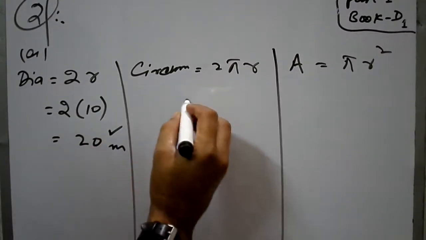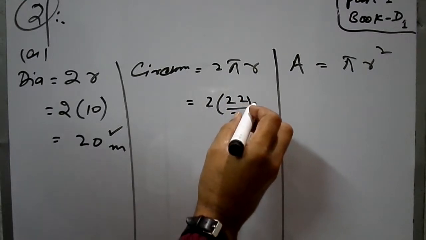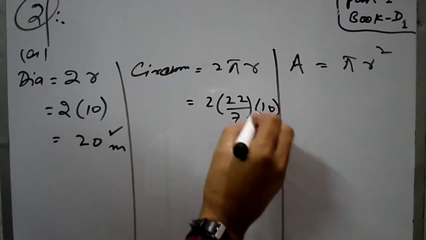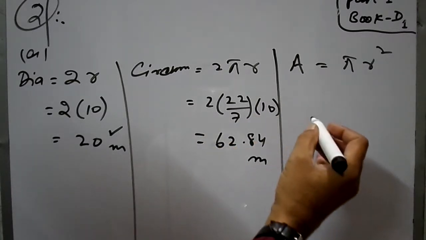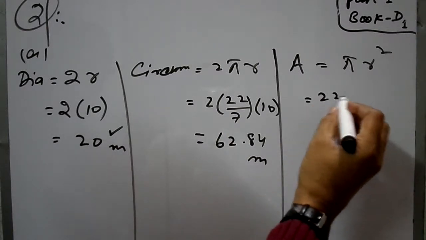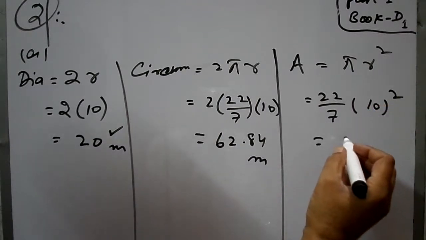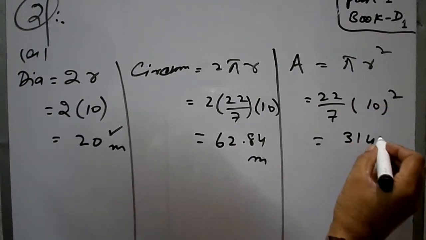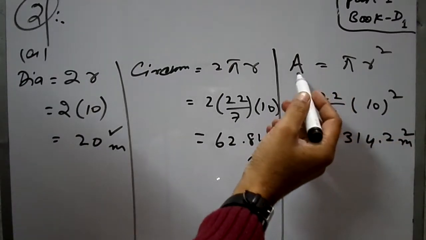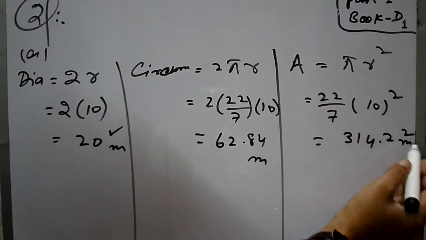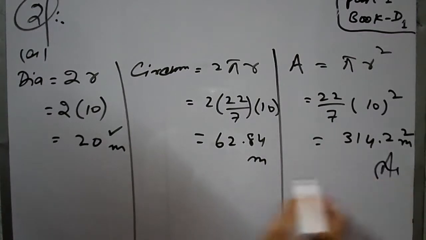The circumference, you have the value of pi is 22 by 7, r value is 10, so you will get the result 62.84 meter. And third one is pi value is 22 by 7, and what is the value of r? That is 10 having square, so it becomes 100. So after simplification, you will get 314.2 meter square, because whenever you calculate the area, the unit should be square, whether it is millimeter, centimeter or meter square. So that is your answer.